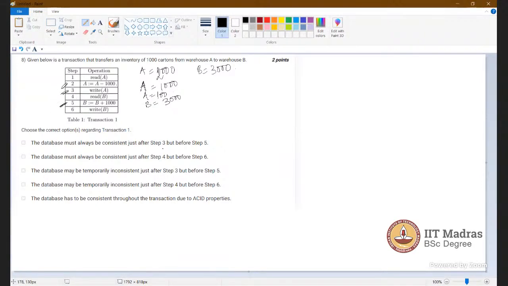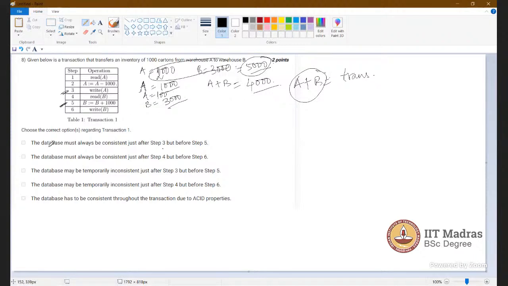And what is the consistency? Tell me, Prajwal, what is the definition? A plus B is always equal before initiating the transaction and after completing the transaction, it must be the same. Yeah, that is consistent. But here, A plus B in step 3 is 1000 plus 3000, that is 4000. And initially it is 5000. So that is not consistent.